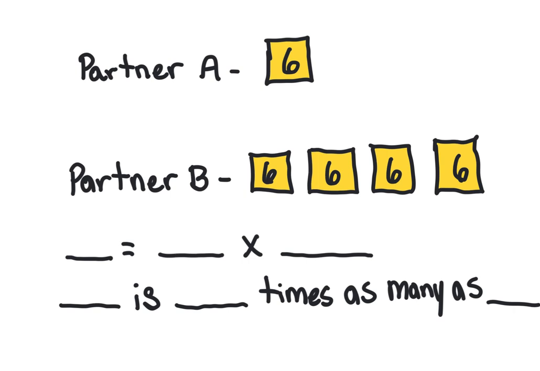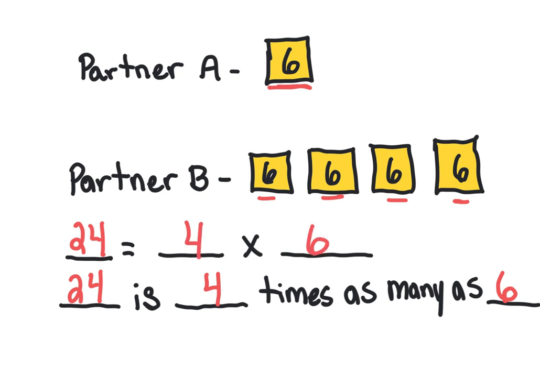If we continue here and we look, we see that partner B has 4 times as many as 6. Okay, because they have 1 six, and this partner B has 4 of those 6s. So what is 4 times 6? It is 24. 24 is 4 times as many as 6. So we can actually write up a multiplication sentence to show this multiplicative comparison.